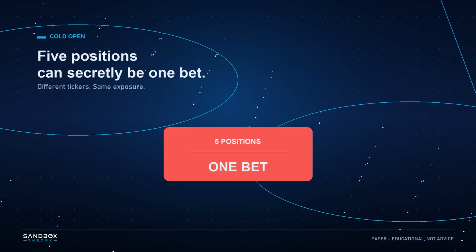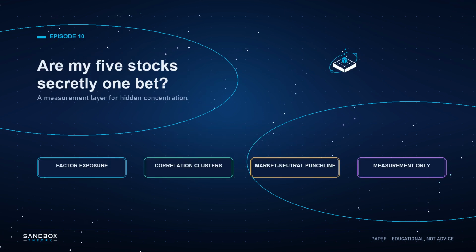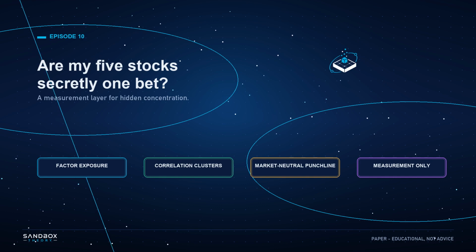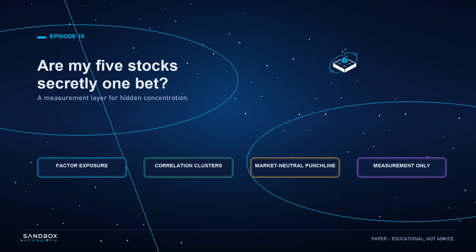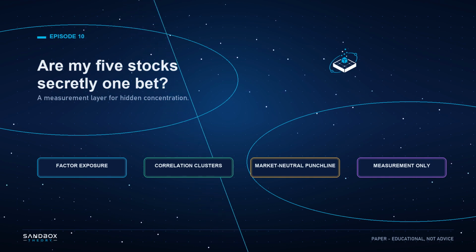You can be perfectly market neutral and still be making one giant style bet. I'm Sandbox Theory, solo-built hedge-fund-style system, US large-cap equities, paper traded on Alpaca, human confirmation before live orders, and honest that it might not beat an index.